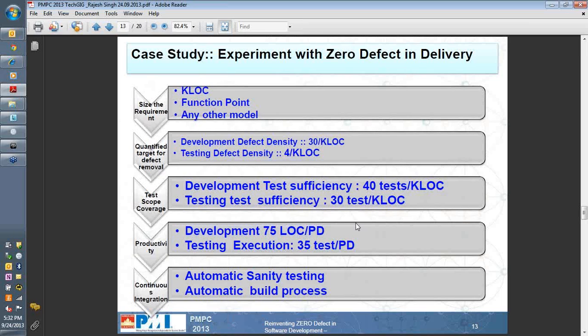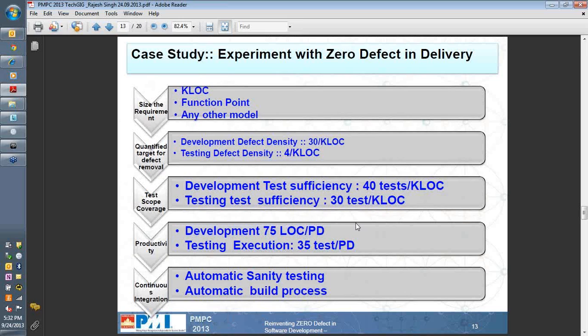We don't stop only at the defect density level. We also work on test case efficiency, the development test case efficiency and the testing test case efficiency. We have a benchmark of how many test cases we need to be able to say that yes, my test cases are sufficient. We also don't stop there.